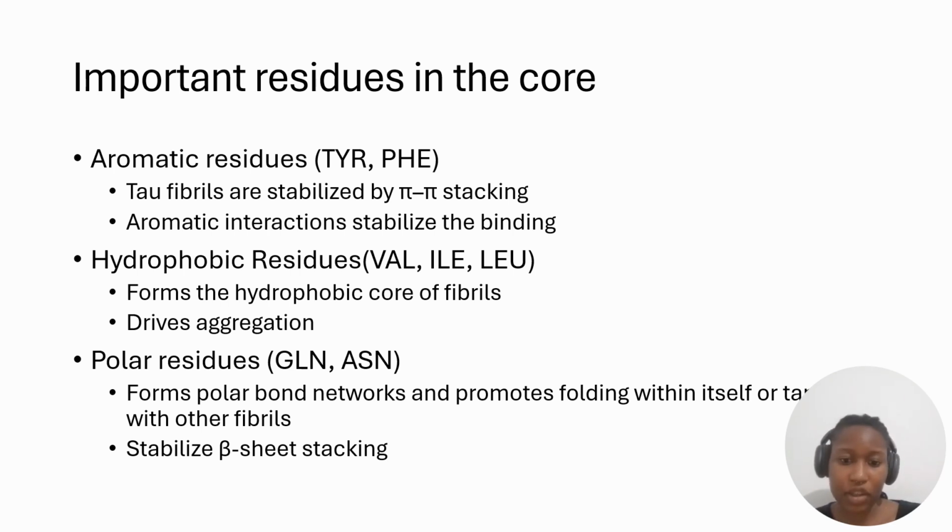Before talking about the interactions with the binding site, it's important to know what each residue does for the protein itself. The aromatic residues help to stabilize the stacking of it when two fibrils come together. The hydrophobic residues help to form the hydrophobic cores and also help to drive aggregation. And finally, the polar residues form polar bond networks and promote folding within itself, and also stabilize the beta sheets, so the stackings.